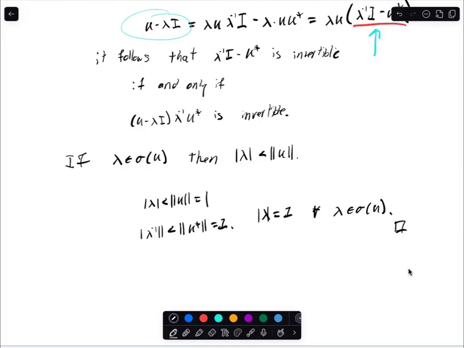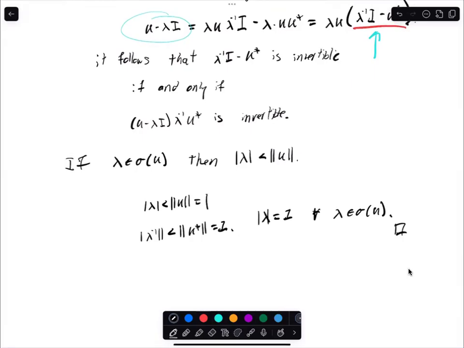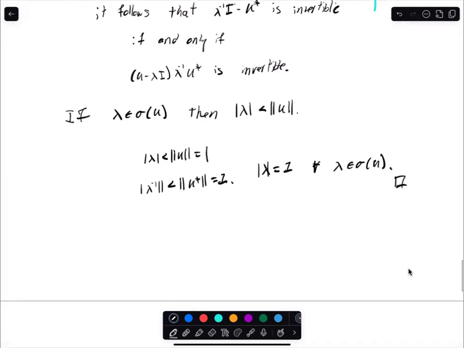So good. This is how we define the spectrum of an operator when we're in a unital C-star algebra. We have this problem that not every C-star algebra is actually unital. It's an obstacle.